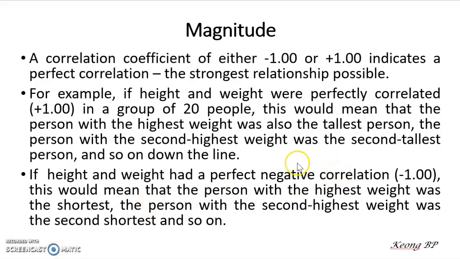Looking at the perfect negative correlation, which is with the correlation coefficient of -1, this means that the person with the highest weight was the shortest, or the person with the second highest weight was the second shortest, and so on. In other words, it could be interpreted as the person who is the tallest has the lowest weight, and the opposite is also true.